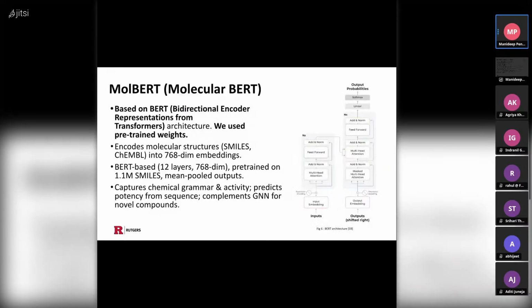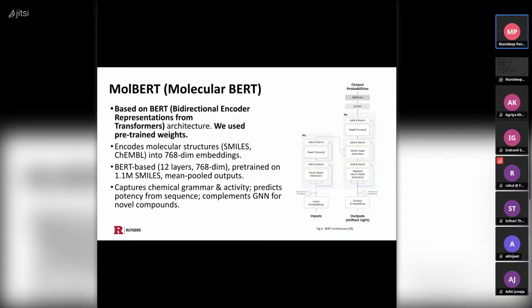The next one we use is Molbert. For this we used pre-trained weights provided by a researcher. It encodes the molecular structures into embeddings. For all our LLMs, we used pre-trained models, and we used A100 GPUs. These Molbert embeddings capture chemical grammar and activity. They predict potency from sequence and complement the GNN for novel compounds.